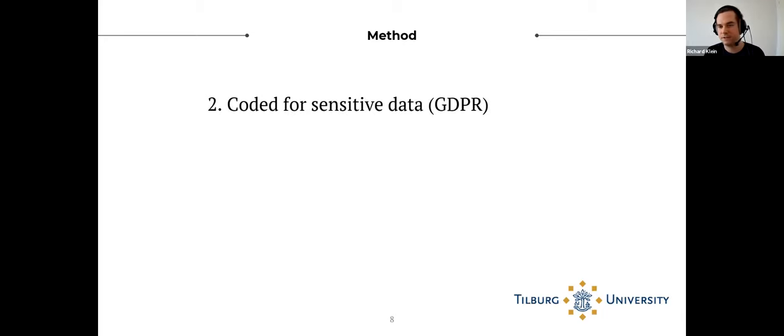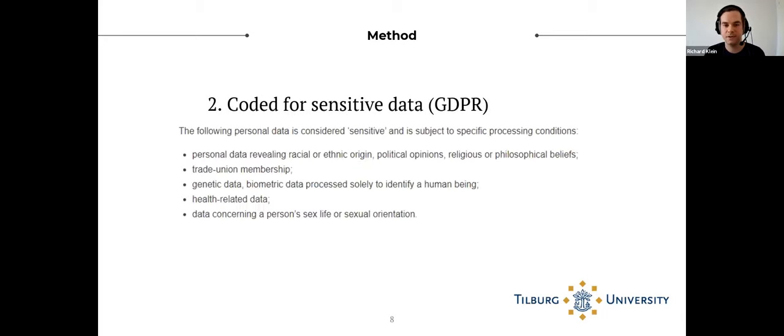And we also coded for sensitive data. For this, we looked to the GDPR guidelines because they also lay out some quite specific topics here. So here we're looking at things like racial or ethnic origin. I'll have more to say about this in a minute. Political, religious, philosophical opinions, health-related data, and we include mental health there, since these are a lot of psychological data sets here, and data about sex life or sexual orientation.